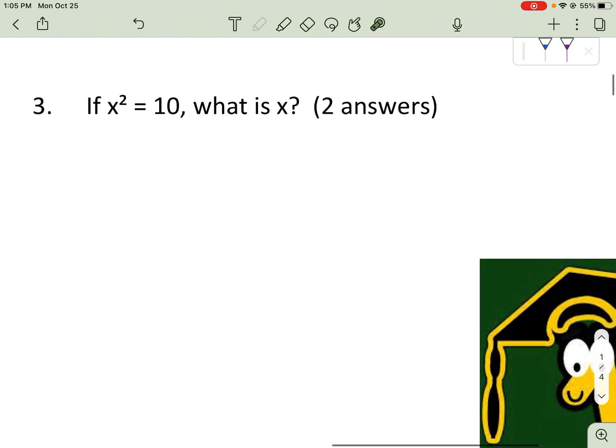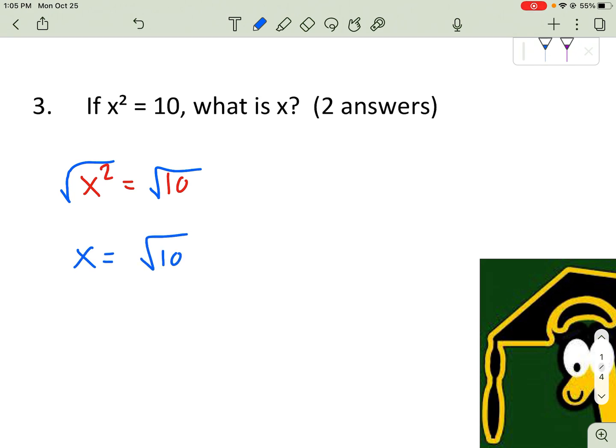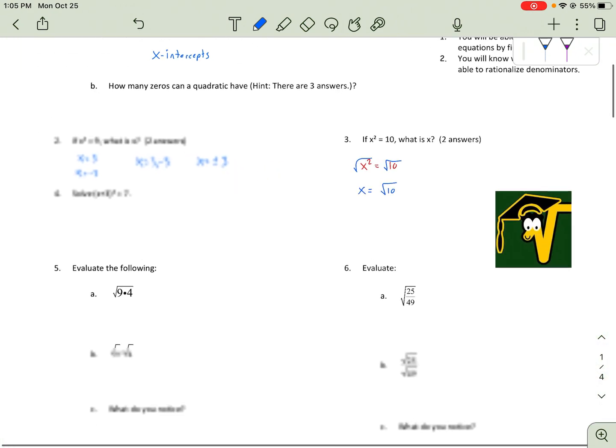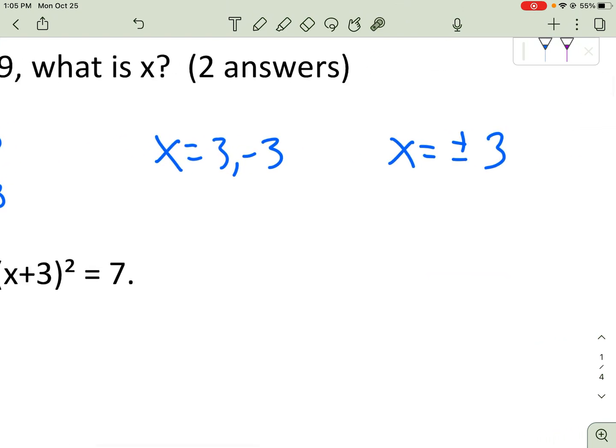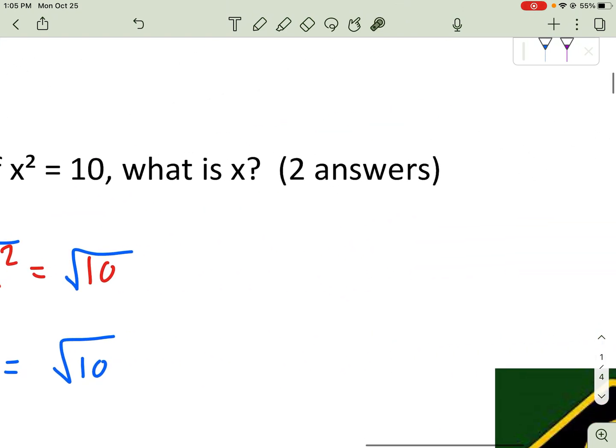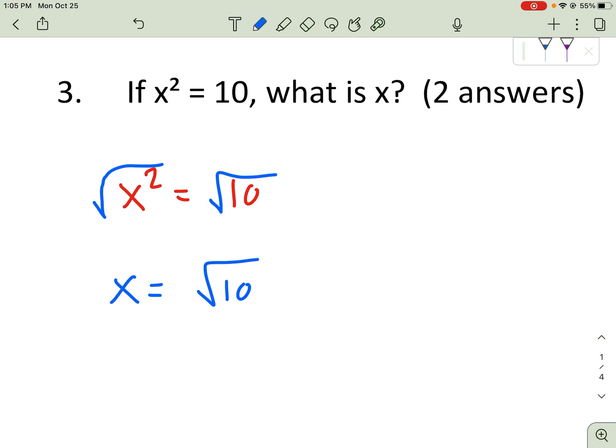Okay, now over here, mathematically what you actually do to solve that is to get rid of a square, you square root both sides. This number, 10, is not a perfect square, so we don't know what number squared equals 10. But if you square root both sides, then you get x equals square root of 10. But also, just like over here, how there were 2 answers, there's going to be 2 answers over here as well, because it doesn't matter if it's positive square root of 10 or negative square root of 10. When you square it, it's going to equal a positive 10.